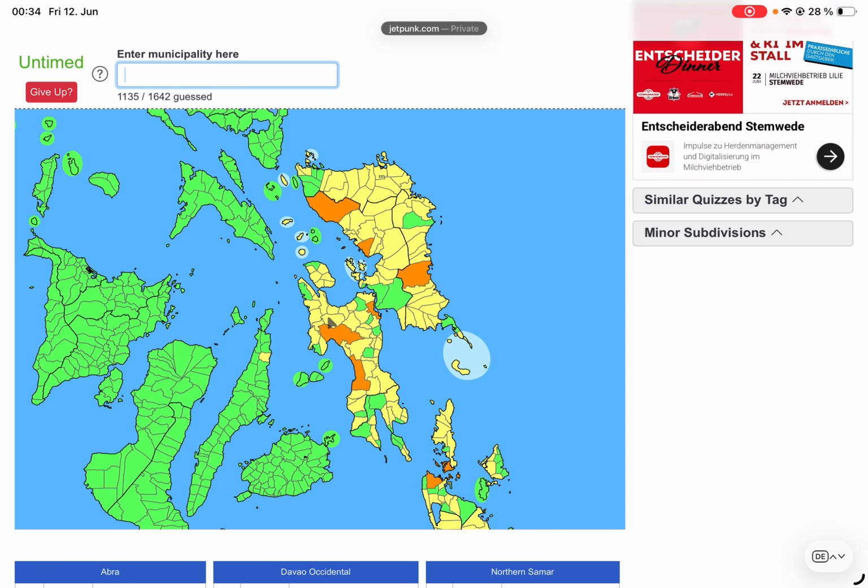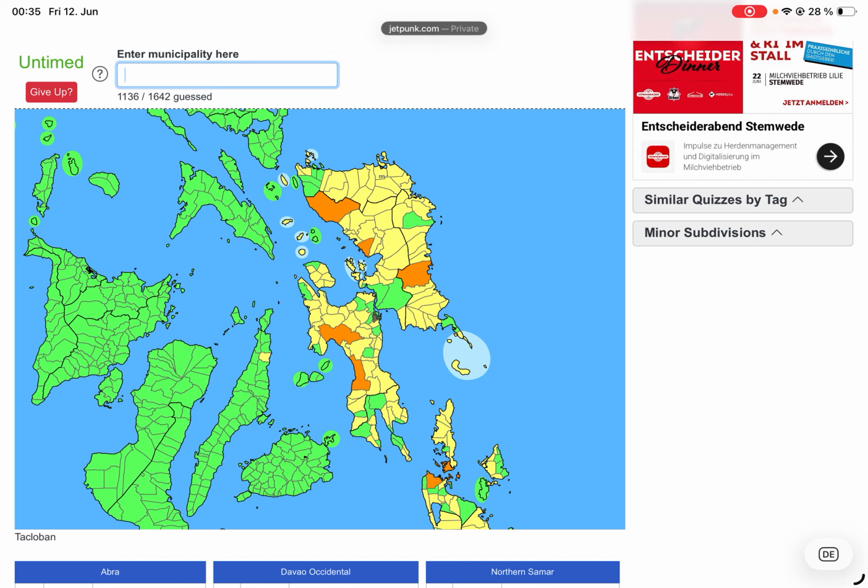And now we have our last region in the Visayas island group, and that's Western Visayas in the west here. And the capital of Western Visayas is this city right here called Tacloban.